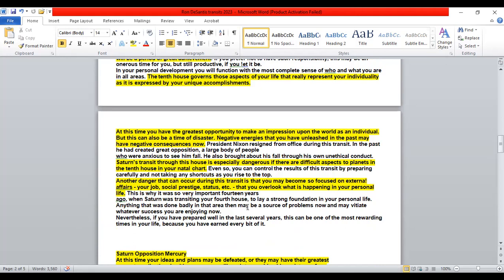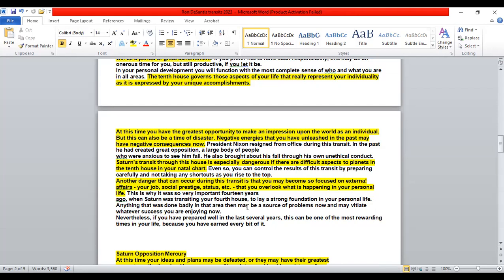Negative energies that you have unleashed in the past may have negative consequences now. President Nixon resigned from office during this transit. In the past, he had created great opposition. Blah blah blah. Okay, Saturn's transit through this house is especially dangerous if there are difficult aspects to planets in the 10th house in your natal chart. We'll look and see in just a second.